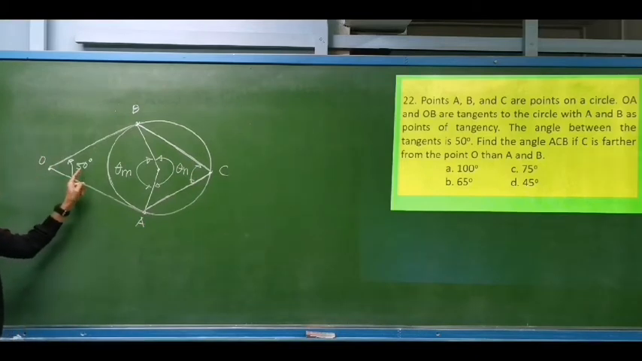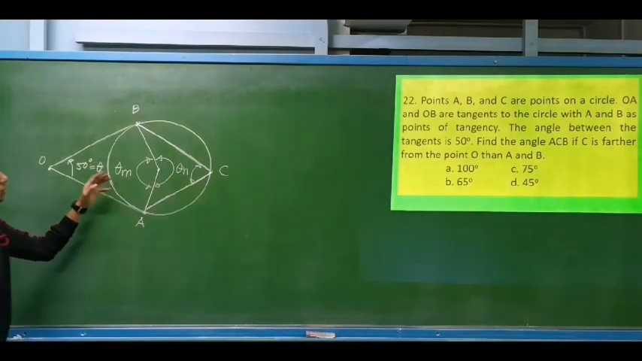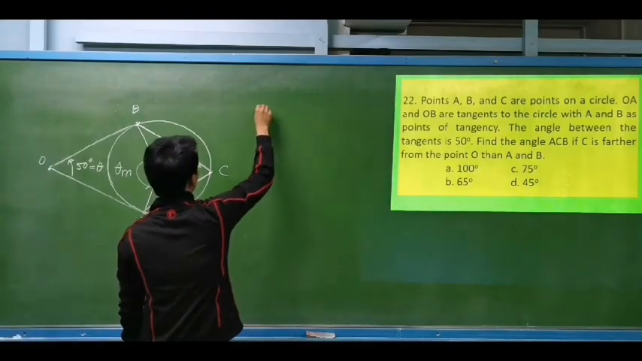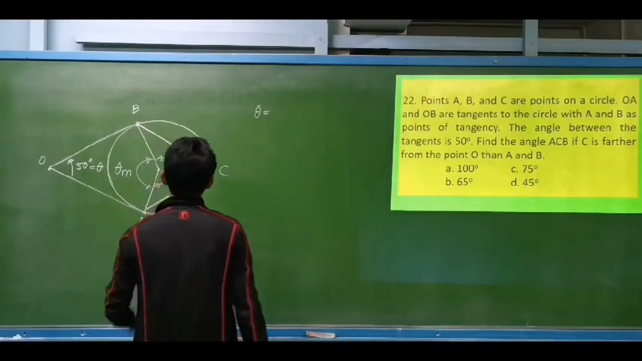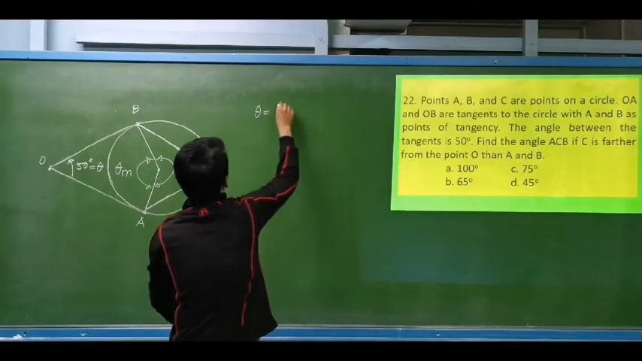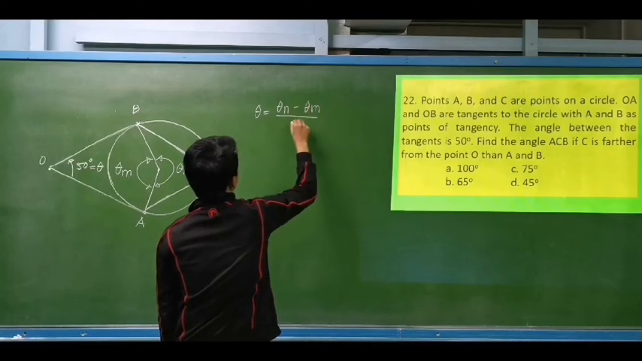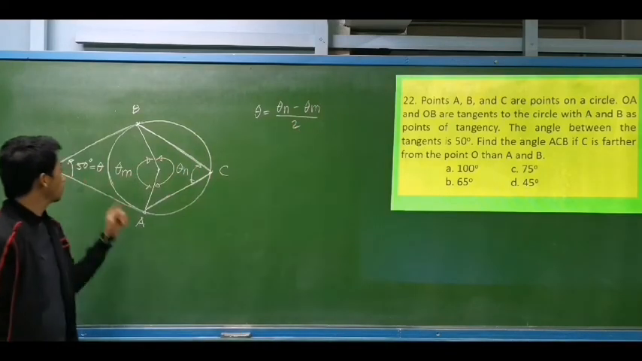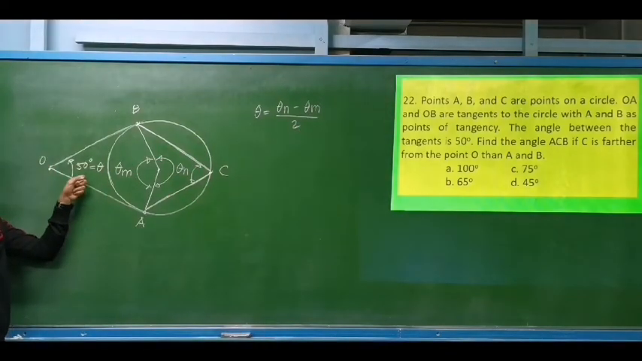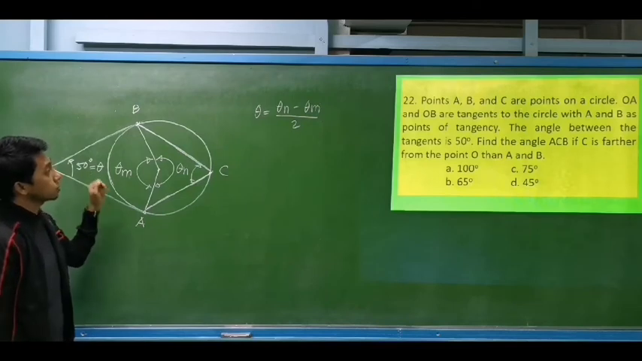How do we compute for theta? Ito yung 50 degrees. This is theta. So from the tangent theorem, theta is equal to theta sub n minus the theta sub m divided by 2. So that's the equivalent of the angle between the two tangents under the tangent theorem. So given yung theta which is 50 degrees.